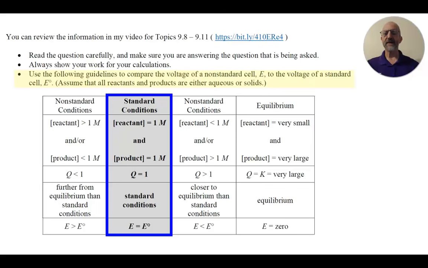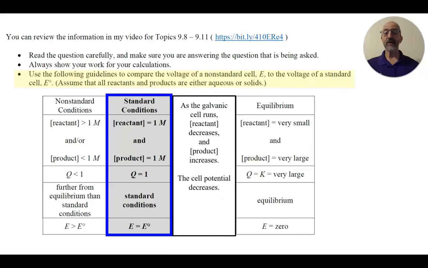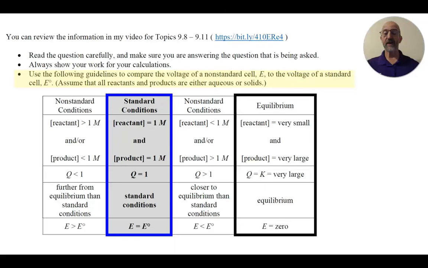So what happens if you let this standard galvanic cell just run over time? Well, as the galvanic cell runs over time, the concentration of the reactant decreases, the concentration of the product increases, and the cell potential decreases. So eventually, you reach equilibrium, where the concentration of the reactant is a very small number, the concentration of the product is a very large number, and the value of the reaction quotient is equal to the equilibrium constant K, which is typically a very large number. But when the cell reaches equilibrium, the cell is dead, and the cell voltage becomes 0 at equilibrium.